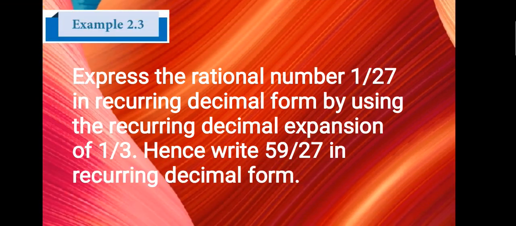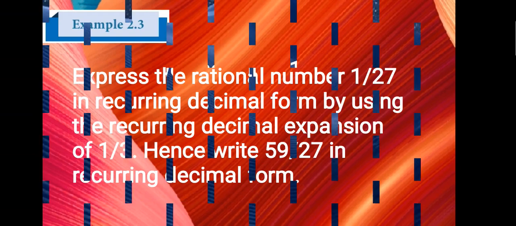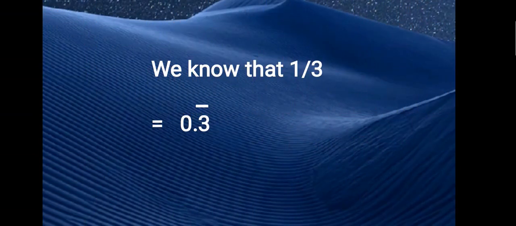In our book, example 2.3: express the rational number 1/27 using the decimal expansion of 1/3, and hence deduce 59/27 in recurring decimal form. We know that 1/3 can be written as 0.3 bar, that is 0.333, etc.